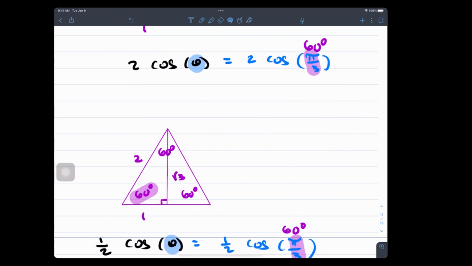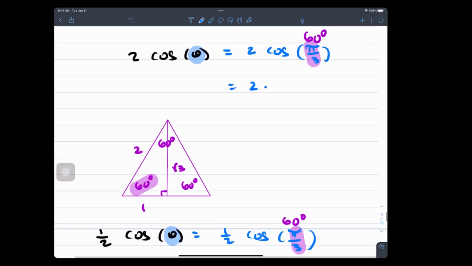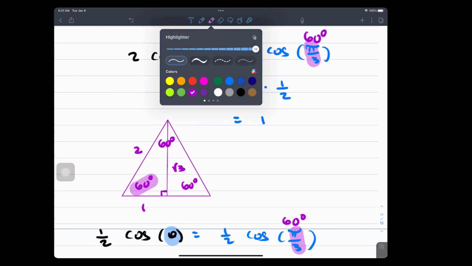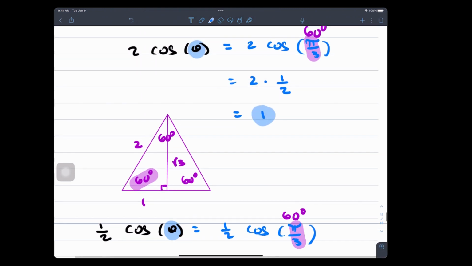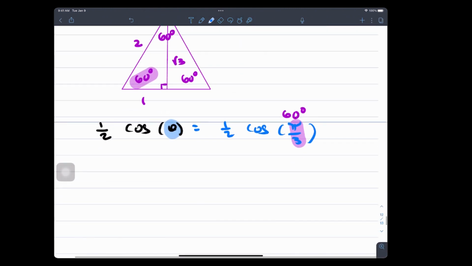All right. So, what do we get here? This is 2 times cosine of 60. What's the definition? Isn't that 1/2? 2 times 1/2 is 1. Isn't this also 1/2? 1/2 times 1/2 is what? 1/4.